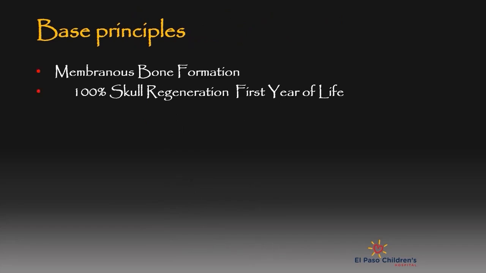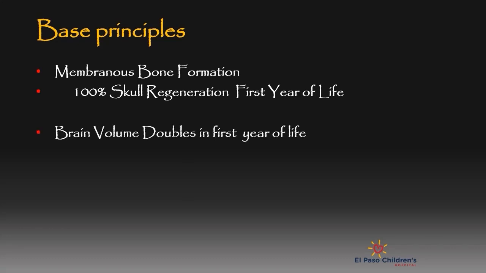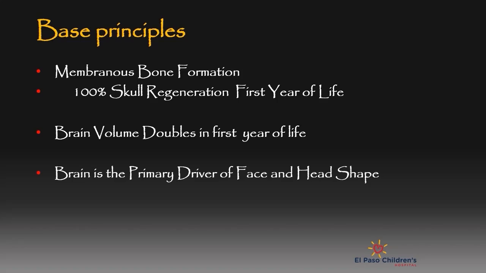The basic principles that underlie our approach include the fact that during the first year of life, the dura regenerates any calvarial vault bone which is removed, that the brain grows extremely rapidly during the first year of life, and that the brain, with its unrestricted growth, drives the shape of the face and the head.